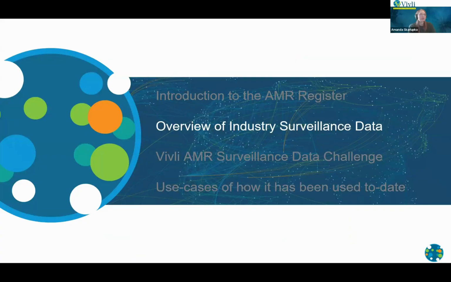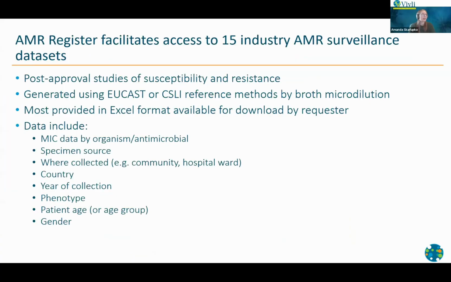Moving into an overview of industry surveillance data. The AMR register helps facilitate access to 15 different industry AMR surveillance data sets. One of the key things to note is that the register doesn't currently contain a wide breadth of susceptibility and surveillance data sets. It's really those industry focused private AMR surveillance data sets.